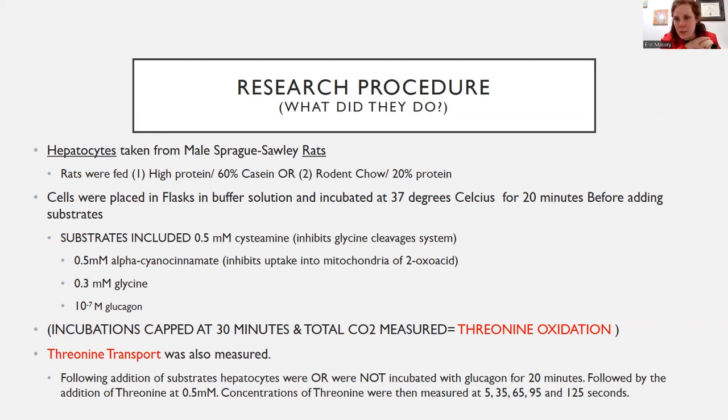So what did they actually do to test this? They have these questions. What do the oxidation levels look like with inhibitors, with different additives or substrates? So they took these liver cells specifically from male Sprague Dawley rats.